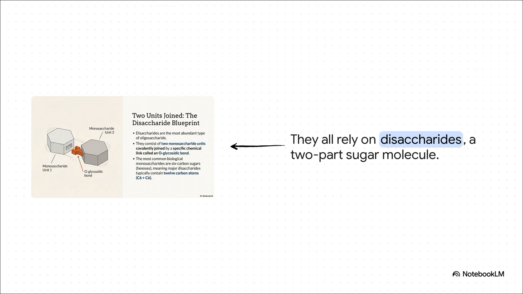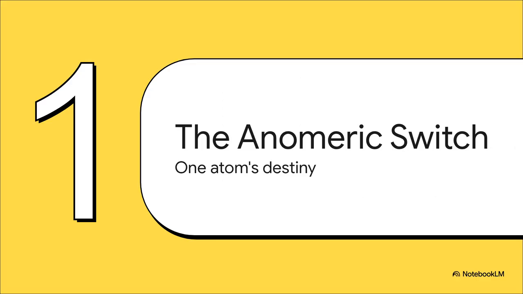All that means is it's a two-part sugar molecule. You take two single sugar units, you link them together with a special chemical connection called an O-Glycosidic bond. And that simple two-part blueprint, that's the whole key. Now, to really get how this architecture works, we have to zoom way in on one single critical component. We're going to look at what I like to call the anomeric switch. It's a single carbon atom that acts like a master controller, and it pretty much decides the molecule's entire destiny.